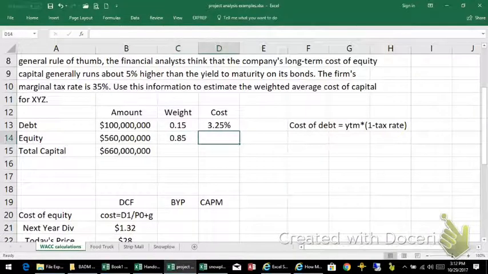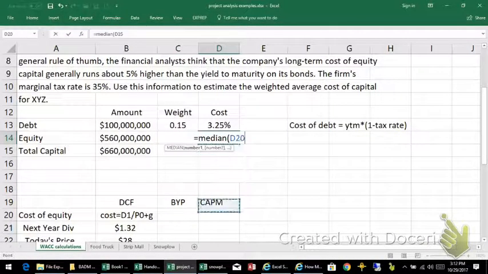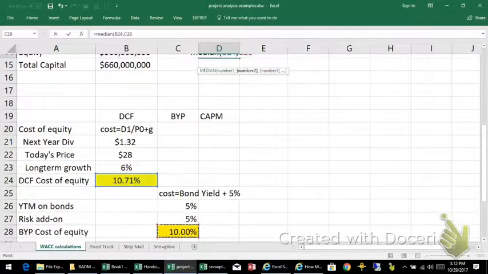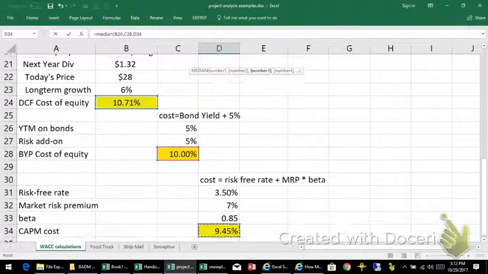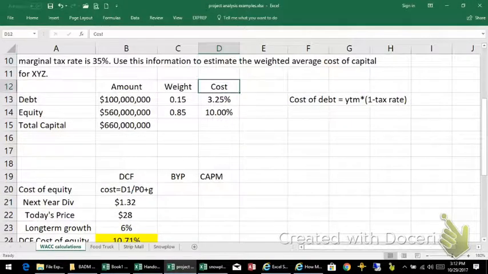The cost of equity equals the median of this one, and this one. The median's the number that's right in the middle. So I didn't need all that fancy Dan arithmetic, but now that I have it here, I've left myself an audit trail, so it wouldn't be that hard for me to go back and figure out why I picked 10%.